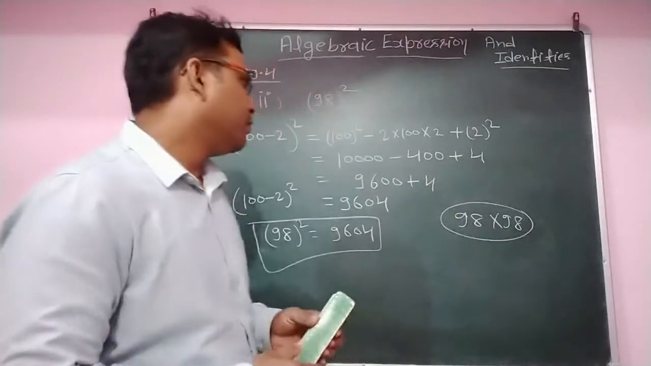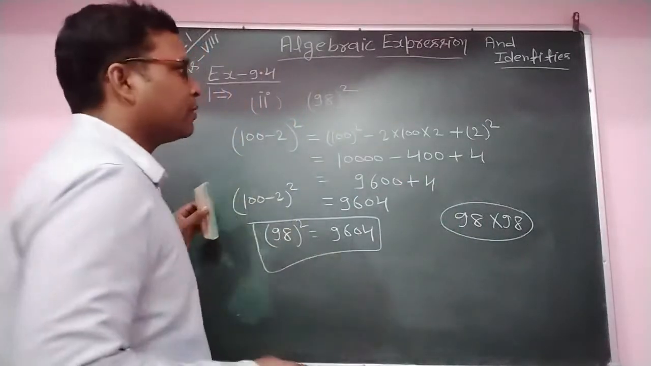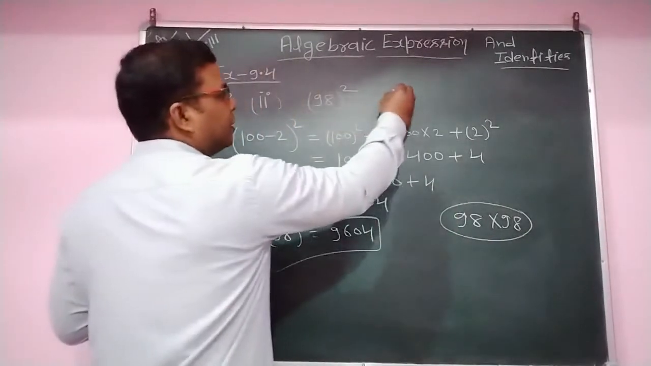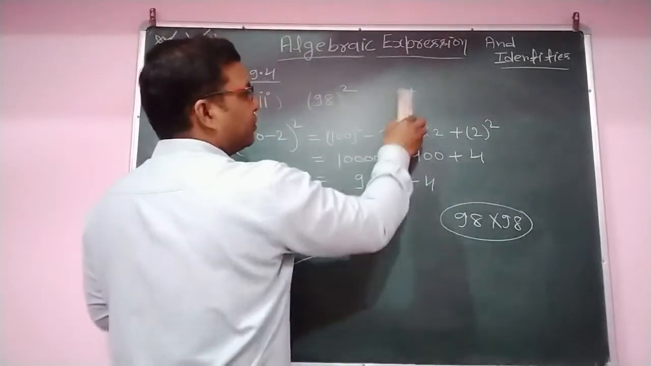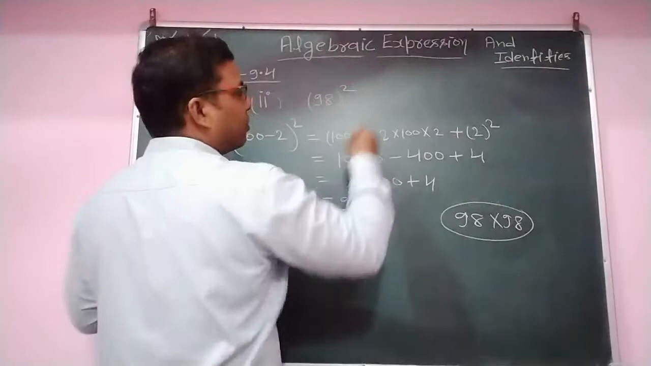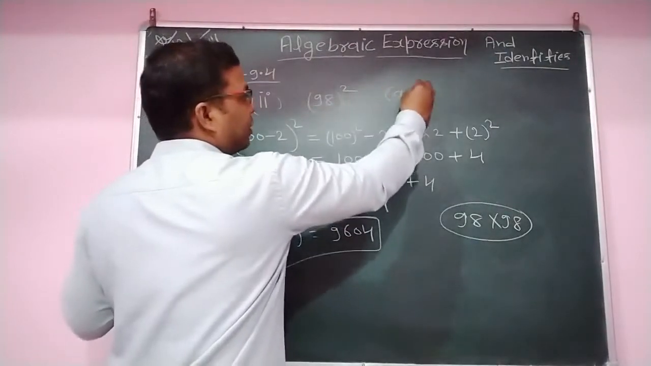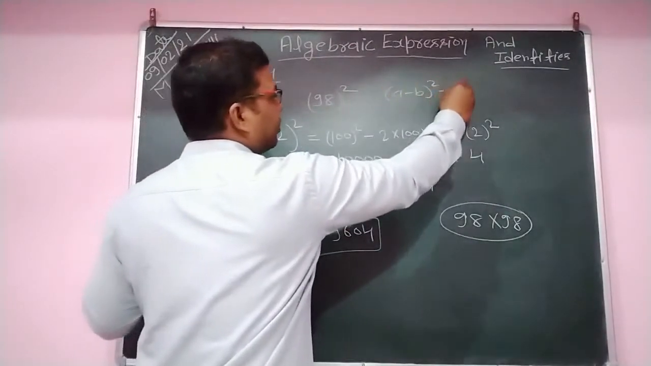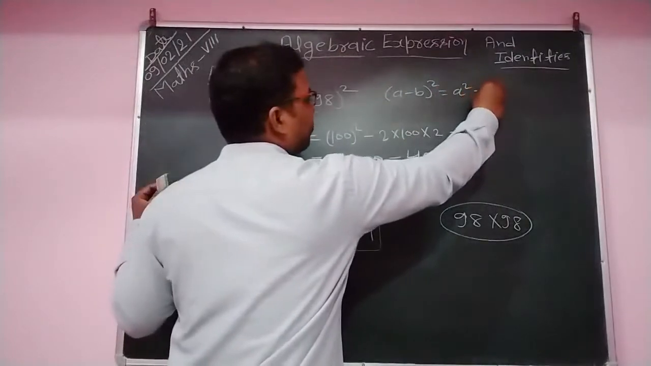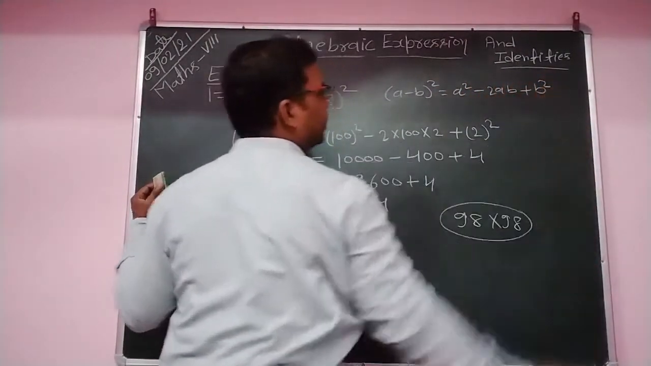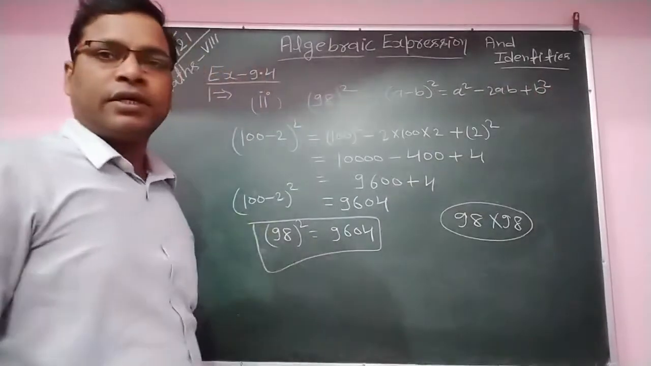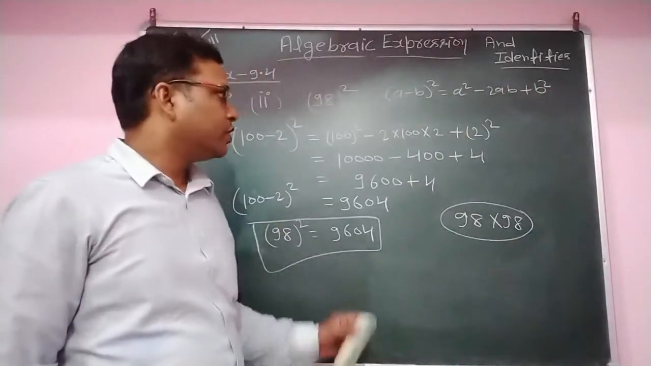So which identity did we use here? Here we used this identity: whole square of a minus b. You can see, whole square of a minus b is equal to a square minus 2ab plus b square. This is clear. So student, I hope all of you understood these questions.